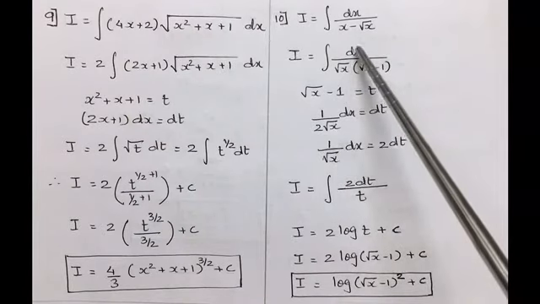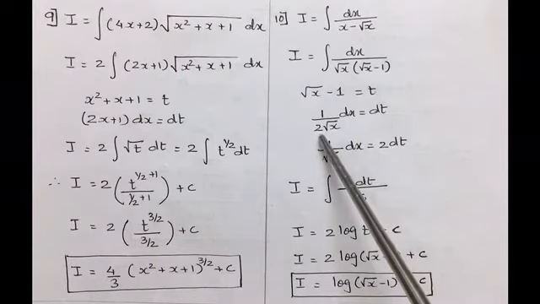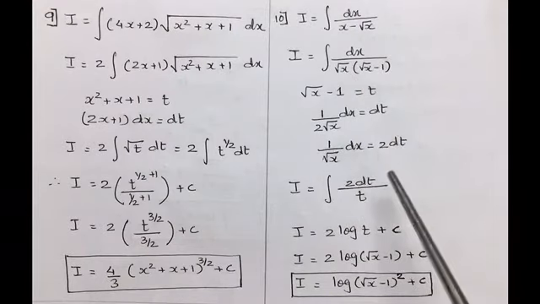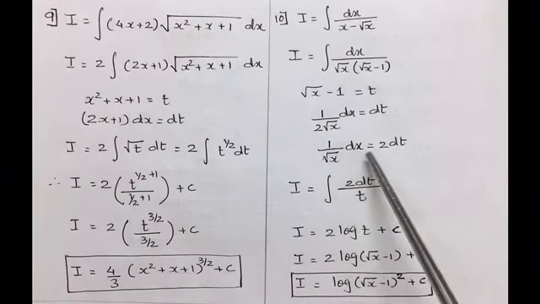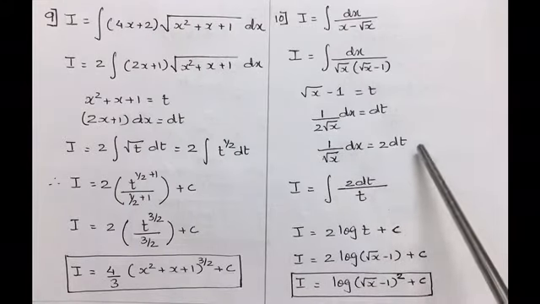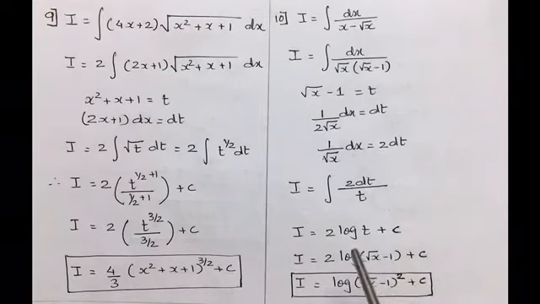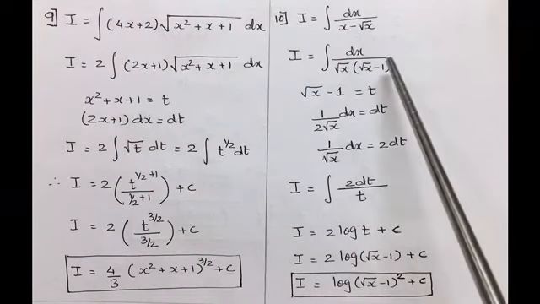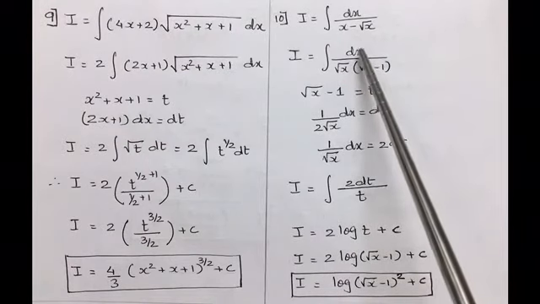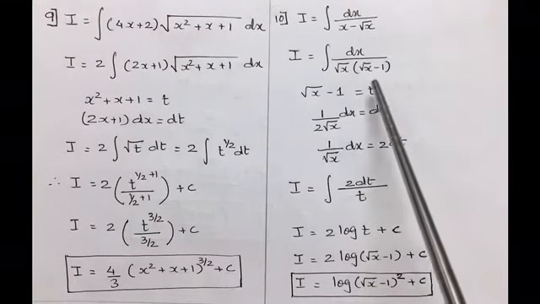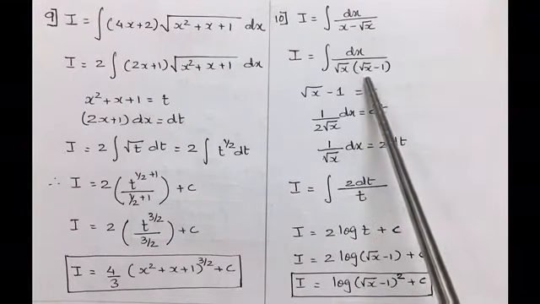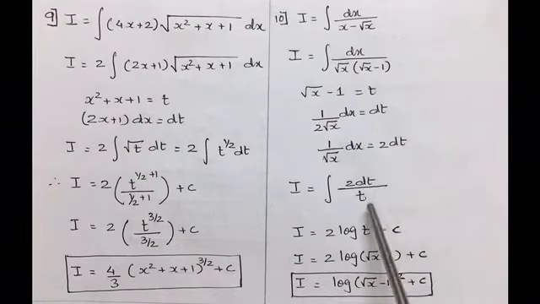Now we want only dx upon root x, so the constant 2 is shifted to the other side. It becomes 1 upon root x dx is equal to 2 dt. So keeping all the values in the question, in the place of dx upon root x, 2 dt is replaced and root x minus 1 is substituted by t.